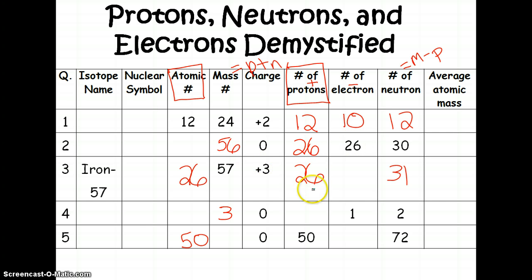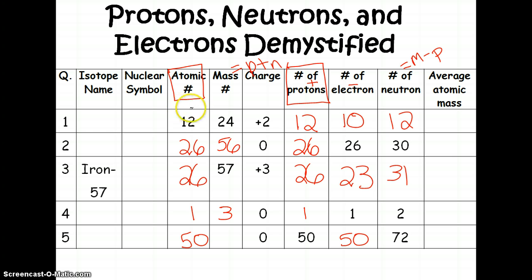Plus 3, that means I have 3 more protons than electrons, so 23. Here, charge of 0, so I should have the same number, 1 and 1. Again, charge of 0, so again, I should have the same number. Okay, all right, now the atomic number is also the number of protons, so that gets us these.